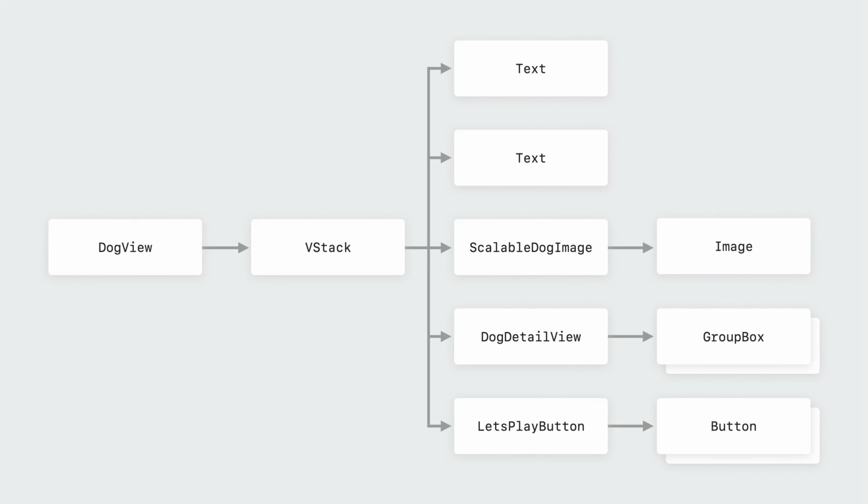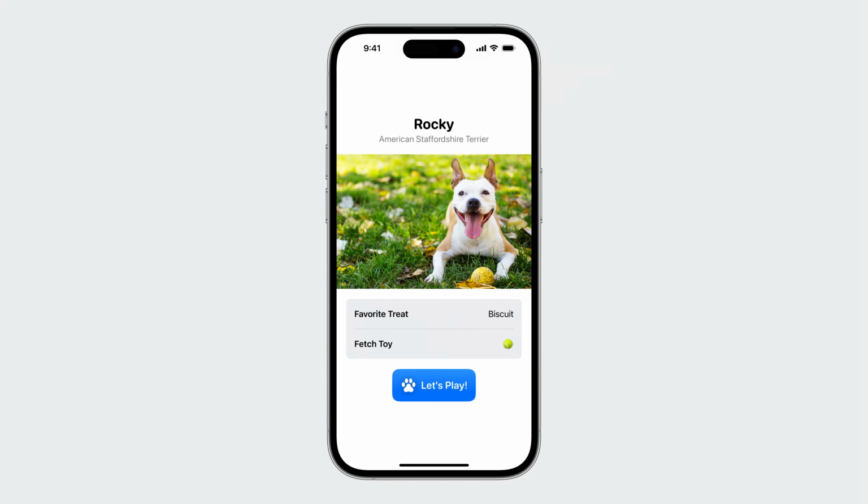Continuing on, each of those views has children, and the graph continues until it reaches a leaf view, like an image, text, or color. All views ultimately resolve to a leaf view. There are many types of leaf views in SwiftUI, so I won't be covering all of them here. Check out the documentation for more information. Let's go back to the app.